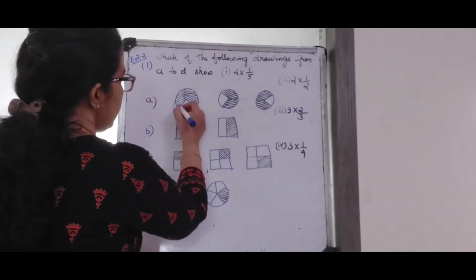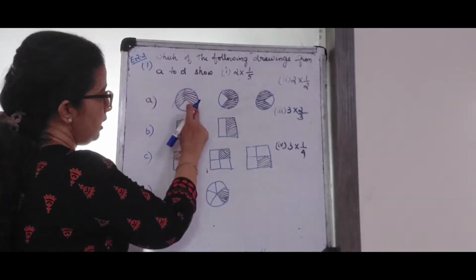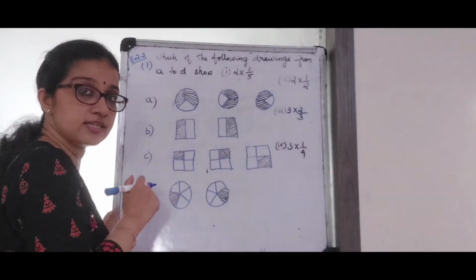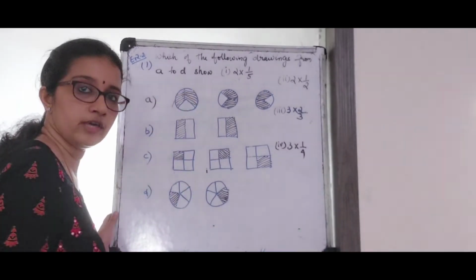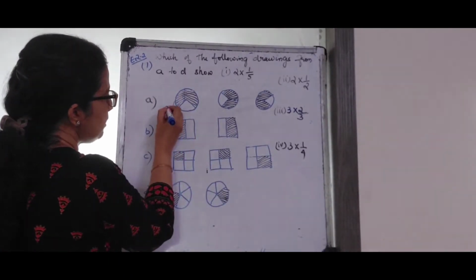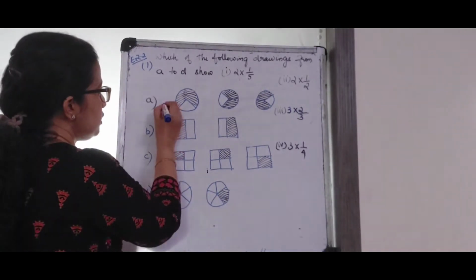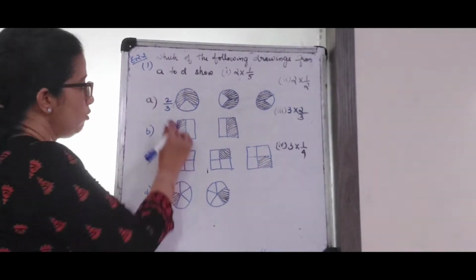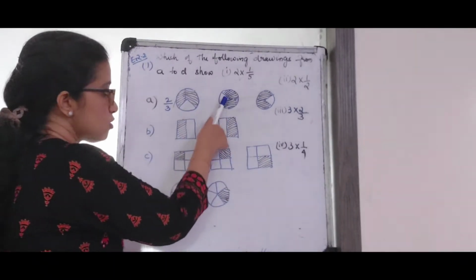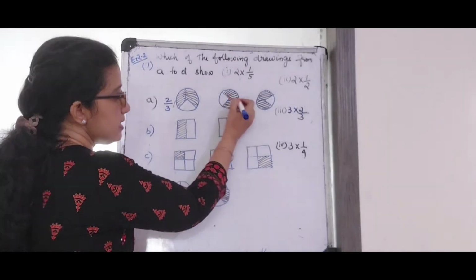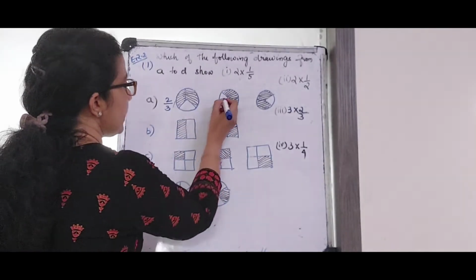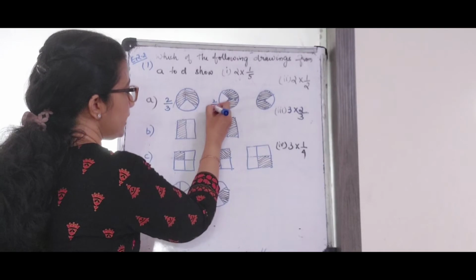Now in the first shape, there is a circle and it has been divided into 3 parts. Out of that, how many parts are shaded? 1 and 2. So how will you write this in the form of a fraction? Totally there are 3 parts, out of which 2 are shaded. So 2 by 3. Now take the second circle. It is the same thing: the circle is divided into 3 parts, out of which 2 are shaded. So again, this also corresponds to 2 by 3.